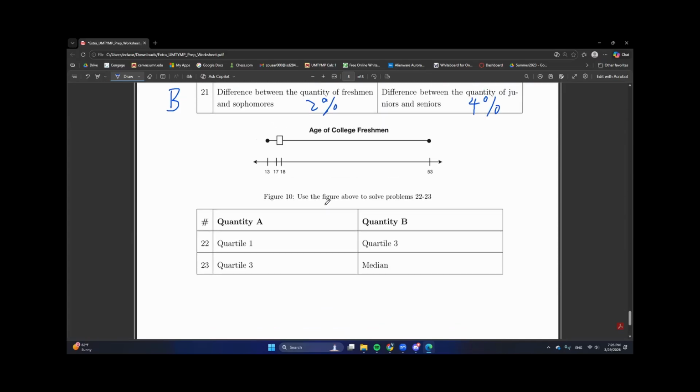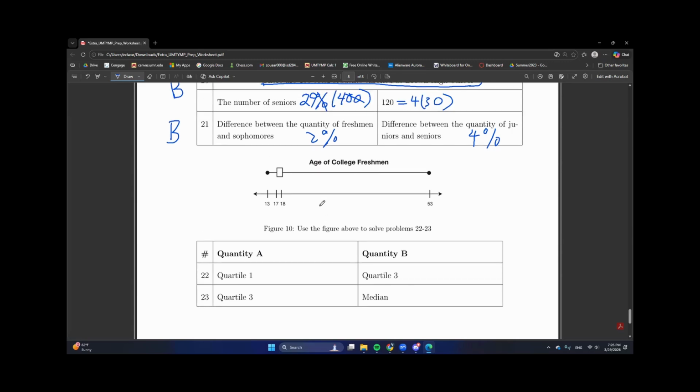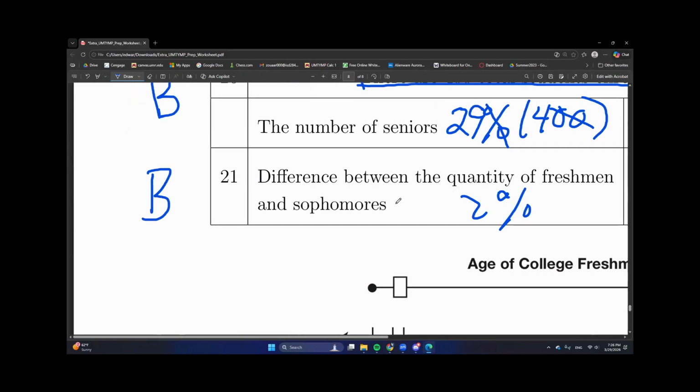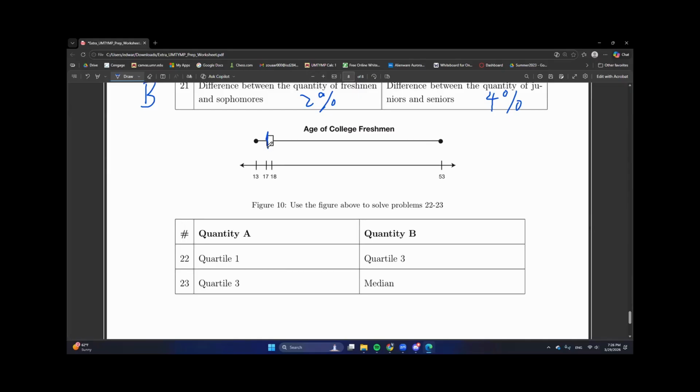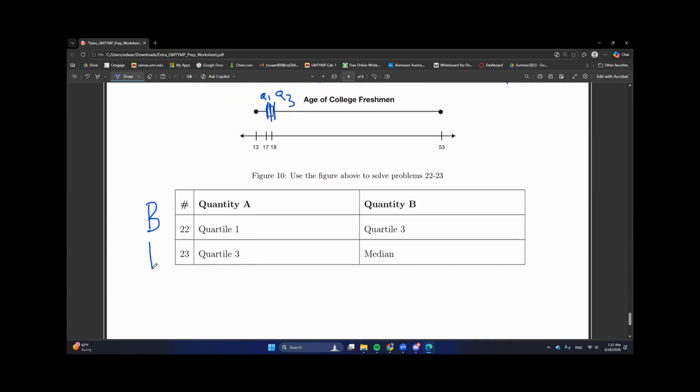Okay, now for the last two questions, we want to find quartile 1 versus quartile 3. Using this figure, remember that, oopsies, I zoomed in too much there. The left side of the box is quartile 1. The right side of the box is quartile 3. Just by looking at it, we see that quartile 3 is bigger than quartile 1. And for 23, the median is in the middle of the box. So just looking at it again, we know the answer is A, quartile 3 is bigger than the median.